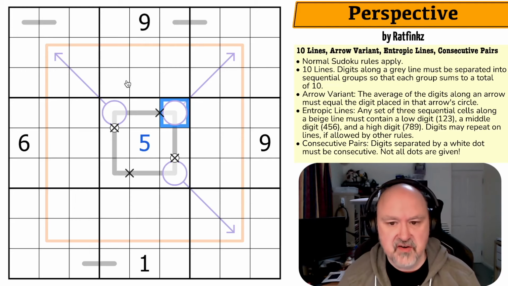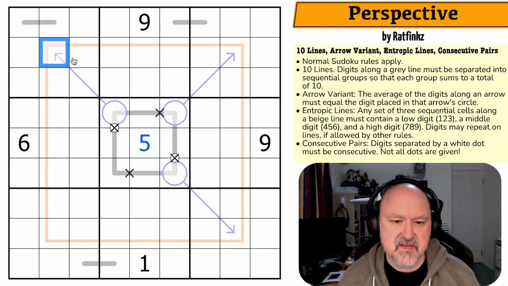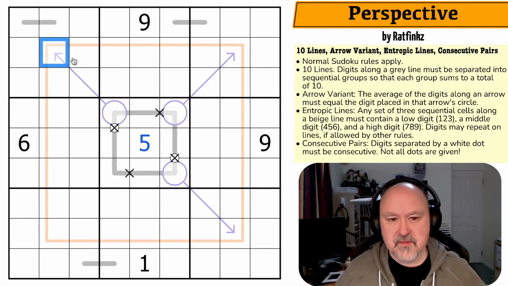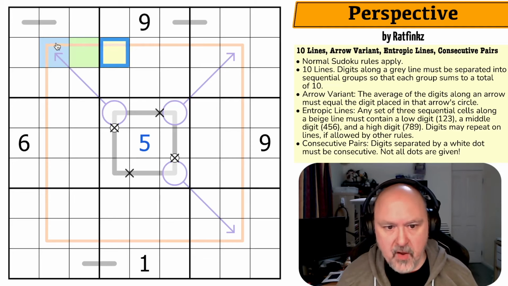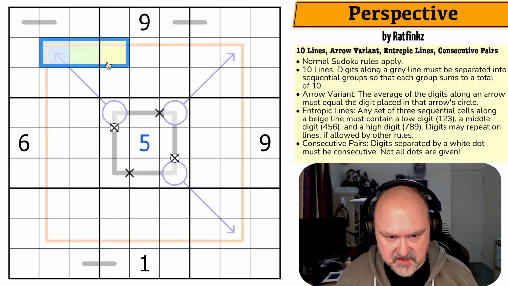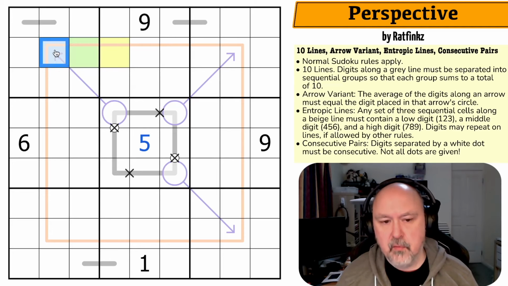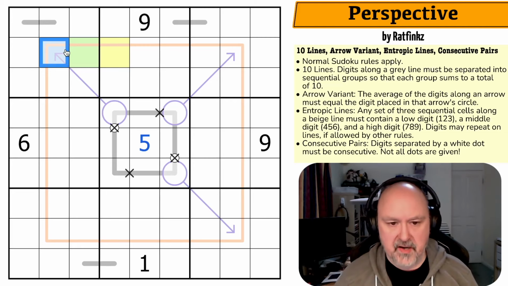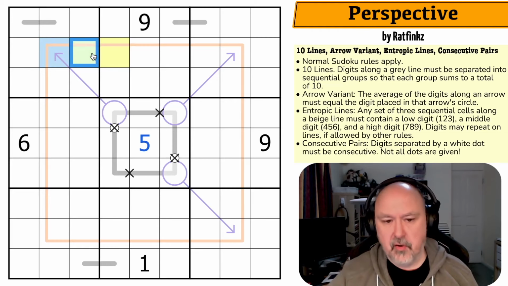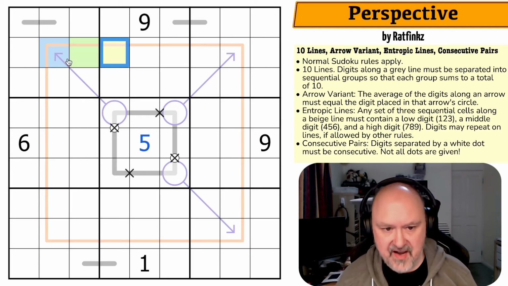Okay, so let's look at the entropic line. Can I tell something about the entropic line? Let's just color these with my normal entropic coloring. Now, I don't know whether blue is going to represent one of low, mid, or high. Green is going to represent a different low, mid, high, and yellow is going to represent the last of the low, mid, high that I haven't used.